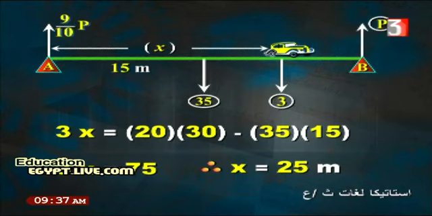And don't forget, the length of the bridge is 30 meter. Or someone may say the car is at a distance 5 meter from the point B. It's okay. The car is at a distance 5 meter from B, or at a distance 25 meter from A. This is right and also this is right. Understand?